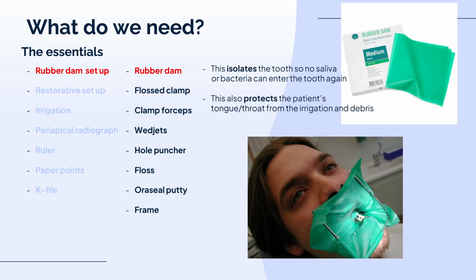So the first one is the rubber dam. You might have seen this. It's a rubber sheet, quite stretchy. This isolates the tooth so that no saliva in the mouth or bacteria can enter the tooth again. So you can see in the picture there, the patient's tongue can't push saliva into there because it's formed a boundary. Okay. This also protects the patient from irrigants and debris and also the tools that we use.